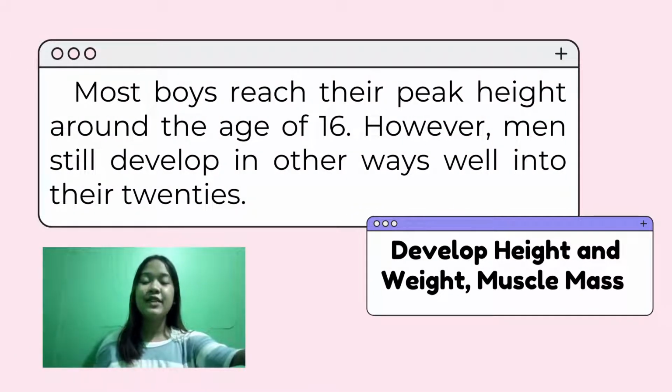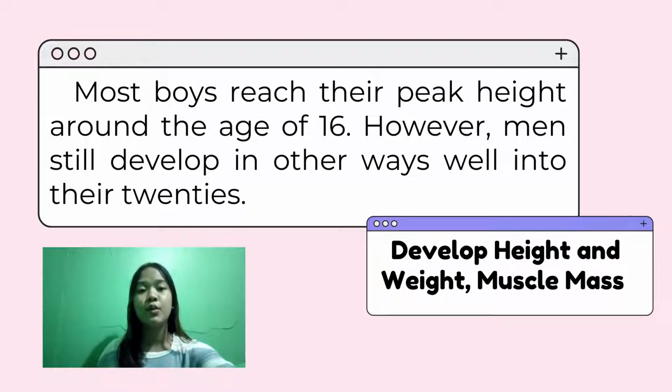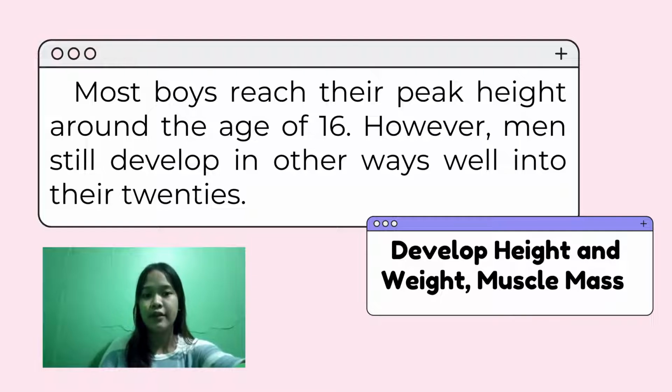Next is development of height, weight, and muscle mass at 19 to 21 years old. Most boys reach their peak height around the age of 16. However, men still develop in other ways well into their 20s. Research has found the brain doesn't fully develop until the age of 25, and men usually achieve peak muscle mass somewhere between the ages of 20 and 30. Generally, the best age for bodybuilding is between 20 and 30, or when you have reached full growth.